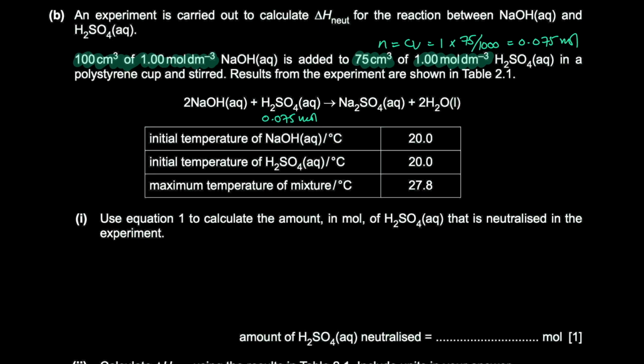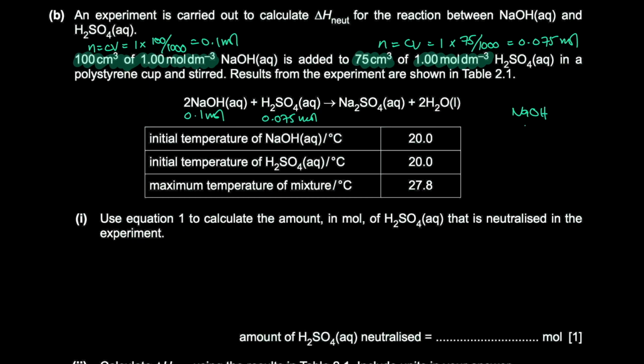And then for sodium hydroxide, again the number of moles is concentration times volume. That's 1 times 100 over 1000. So that's 0.1 moles of sodium hydroxide. Now here, sodium hydroxide is the limiting reactant.